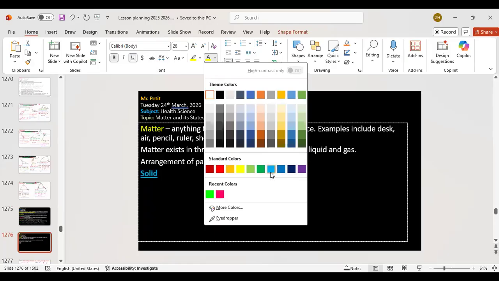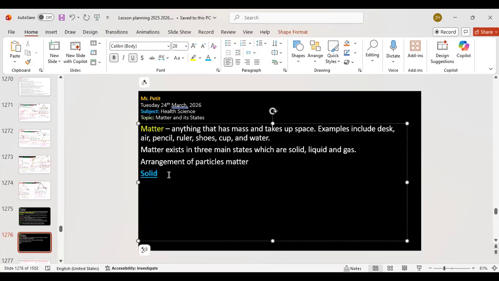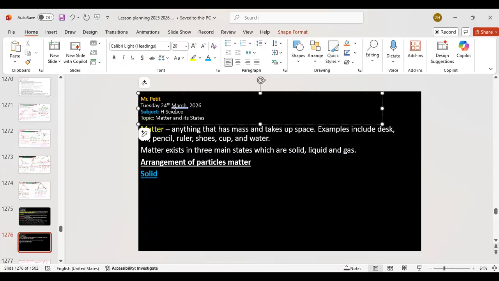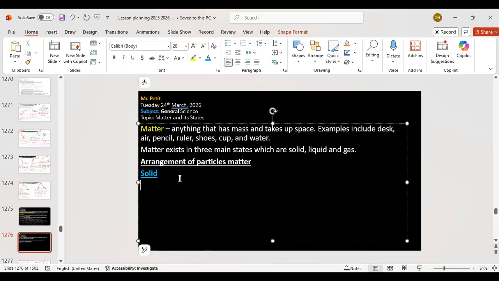How are the particles arranged? Yes, go ahead. Is this general science? Yes, this is general science. So how are the particles arranged in solids? You could say they are compact. They are compact. Very good. So they are well ordered. They have a well ordered arrangement.